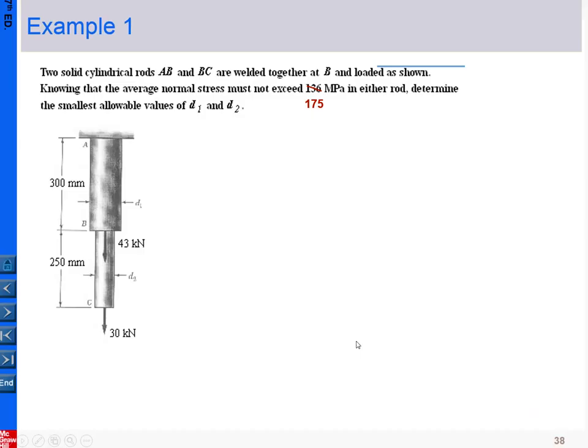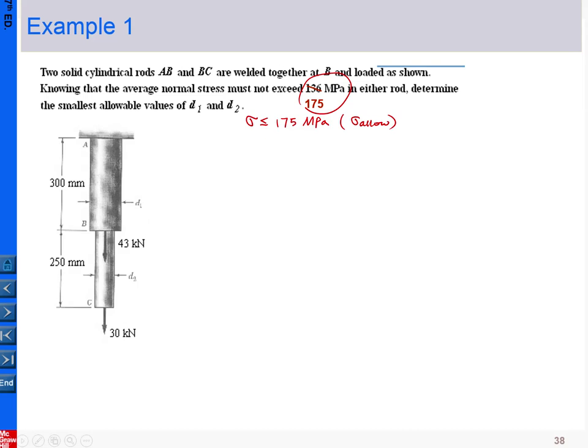So let's look at the first one. This problem states that we have the shafts AB and BC of different sizes, and the dimensions are given, and here D1, D2 are symbols. For this exercise, it is asking about the normal stress. All the normal stress must be less than or equal to 175 MPa. That is the allowable stress. So we want to determine the size of D1, D2.